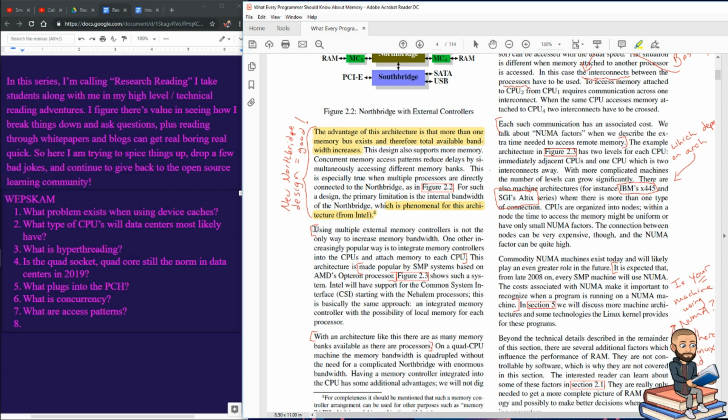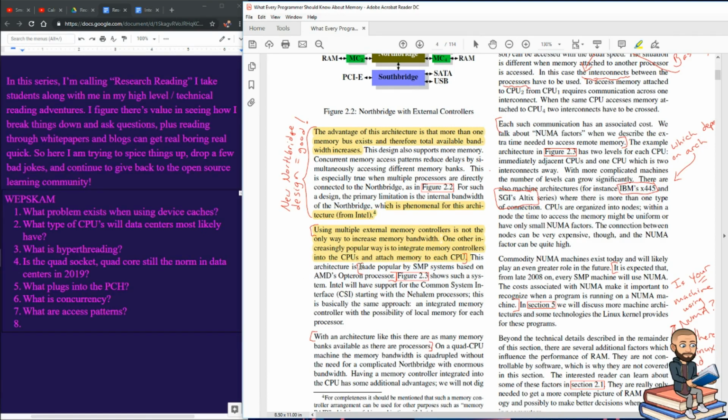Now I like memory controllers, and they say that using multiple external memory controllers is not the only way to increase memory bandwidth. But if I'm understanding my 2019 research correctly, it's a dang good way to increase memory bandwidth. But you gotta do some tricks. This paper, though, says that one other increasingly popular way is to integrate memory controllers into the CPUs and attach memory to each CPU. So we'll be learning about SRAM here in a moment.